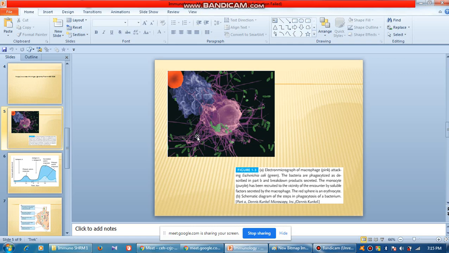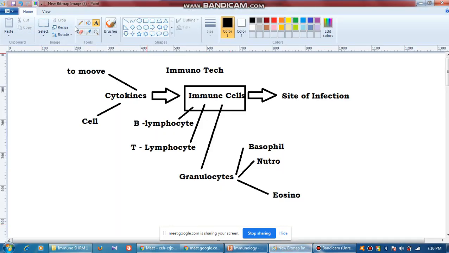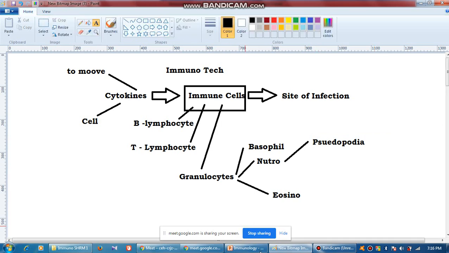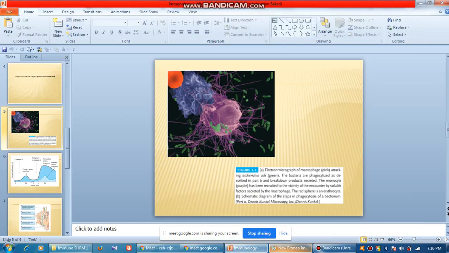Now the purple color threads you can see, do you know what these are? These are nothing but the pseudopodia, which all these kinds of cells possess. Now this is a case where it took a lot of time for this kind of cell to activate.